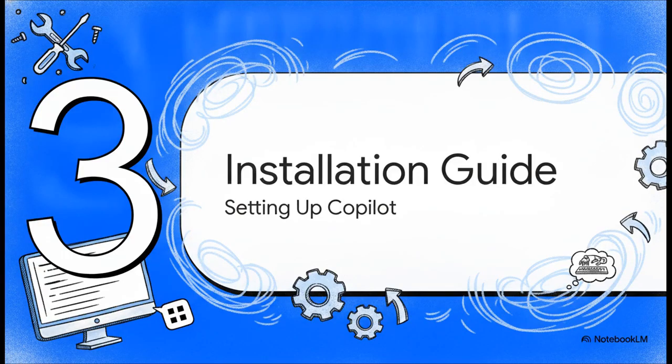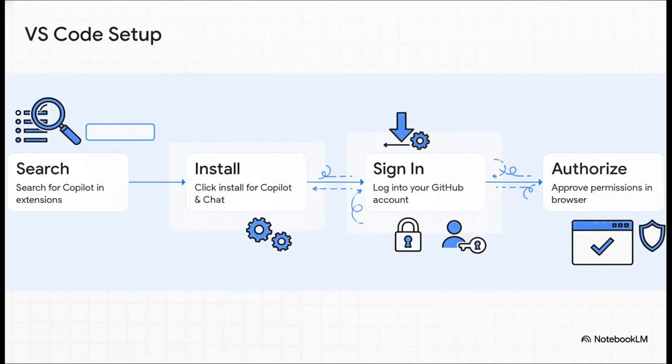Which brings us to Section 3, the installation guide. Let's get practical and see how to wire this into your workspace, starting with Visual Studio Code. Setting this up in VS Code is beautifully simple. First, just hop into the extensions marketplace and search for GitHub Copilot. Second, click Install. That automatically bundles in both the inline engine and Copilot Chat.